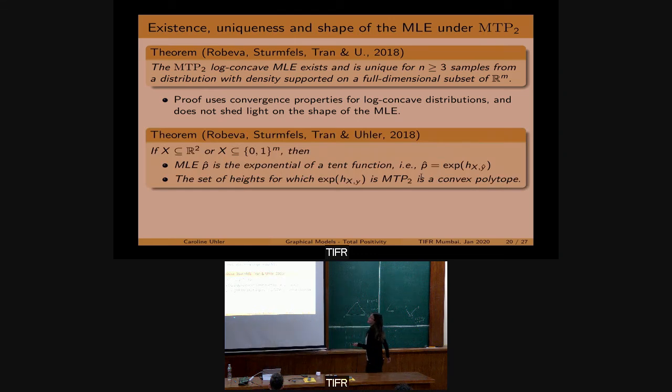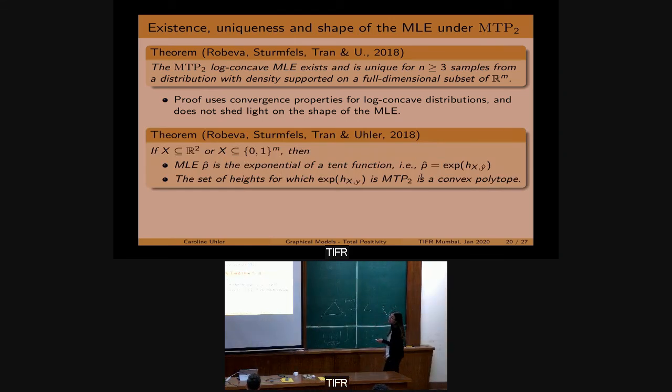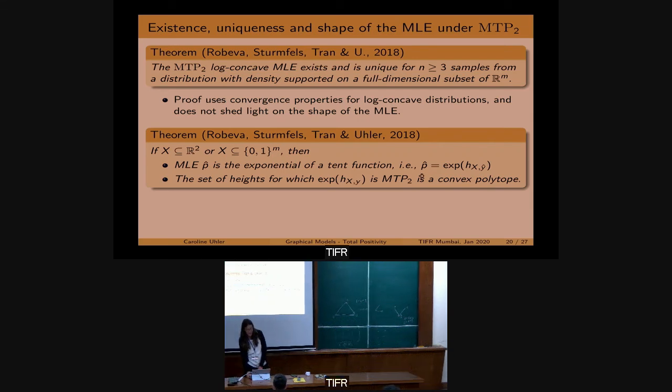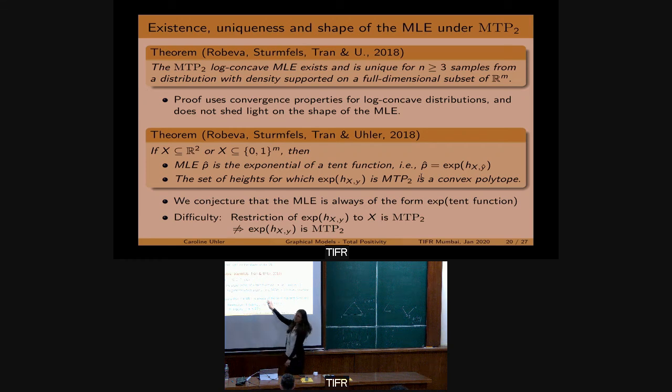We can prove it if we are in R2 or in the binary setting. Then it is always the exponential of a tent function. This is how I write tent functions: these are the heights and these are the poles. And again, this optimization problem is actually convex. The MTP2 constraint is a convex constraint on the tent poles. So the conjecture is that this is true in general, that it's always a tent function. Why can we not prove it?